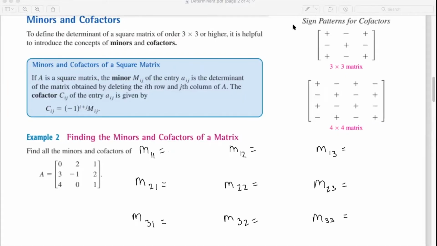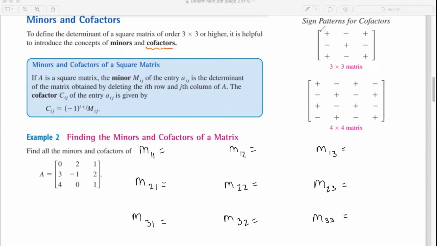Next, we're going to move on to a subject called minors and cofactors of the matrix. In order for us to determine by hand the determinant of a square matrix of order 3x3, we're going to have to find what's called the cofactors, and first we find the minors. Now, there's other applications. These cofactors can also be used to find the inverse of a 3x3 matrix.